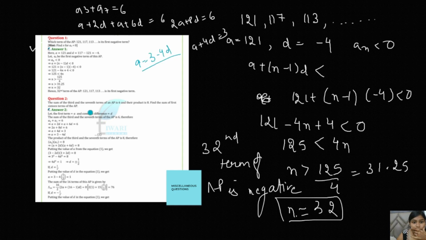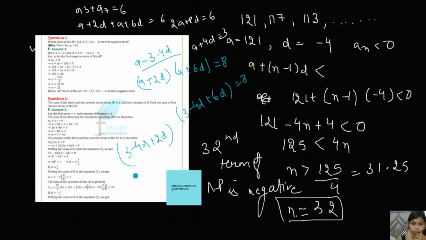Now our next equation, which is given, is that the product is 8. So a plus 2d multiplied by a plus 6d equals 8. Right, this is what we are given. So just put the value of a in this equation. The value of a was 3 minus 4d. So 3 minus 4d plus 2d multiplied by 3 minus 4d plus 6d equals 8. So it will be 3 minus 2d and 3 plus 2d.